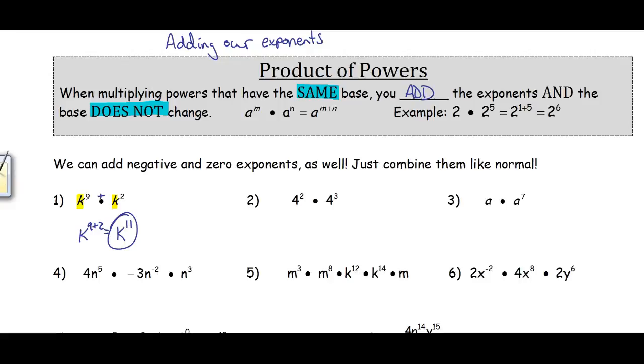All right, number 2, same base, so we're going to keep it the same and add our exponents, 2 plus 3. So you're going to have 4 to the 5th power. Number 3 is the same way. Our bases are the same. Even though there is not an exponent shown, we can still know that there's a 1 there. So it's 1 plus 7, you have a to the 8th power.